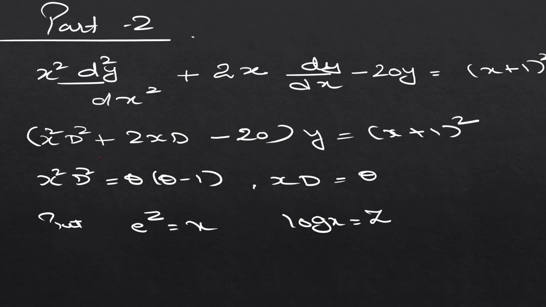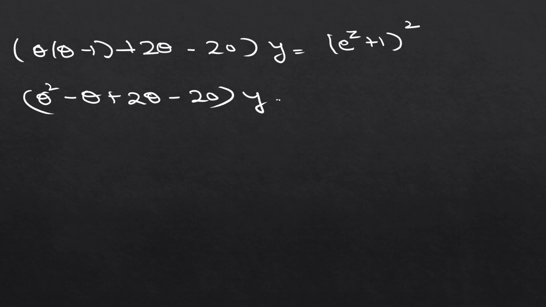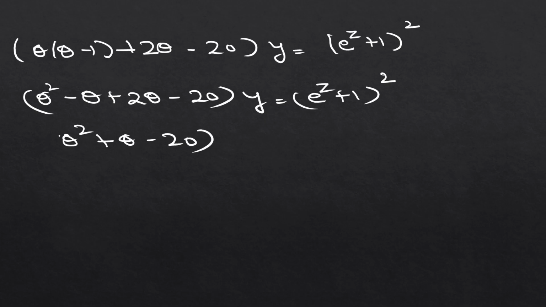If we go with this, theta can be taken as d by dz. So to solve it, we take theta square minus theta plus 2 theta minus 20 y, which equals (e raised to power z plus 1) whole square. Then we write theta square plus theta minus 20, then y, equal to (e raised to power z plus 1) whole square.